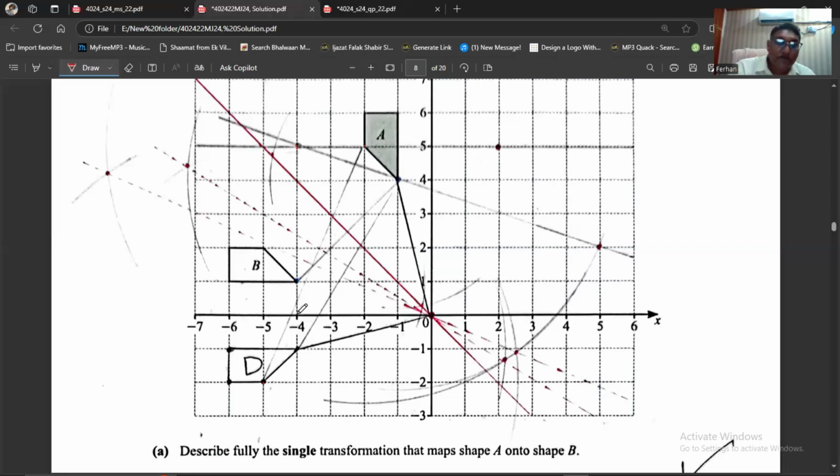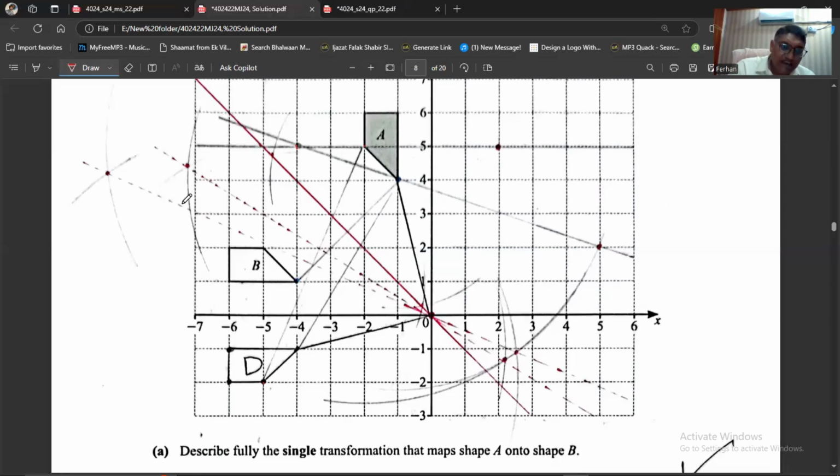I will join them. The line which is joining them, I will draw its perpendicular bisector. How do I do that? I will put my compass needle here, and I will draw an arc, you can see here, and I will draw an arc, you can see here. Then I will put my compass needle here, I will draw an arc here, and I will draw an arc here. So where these two arcs intersected, this point, and where these two arcs intersected, this point, I will join them with a dotted line.